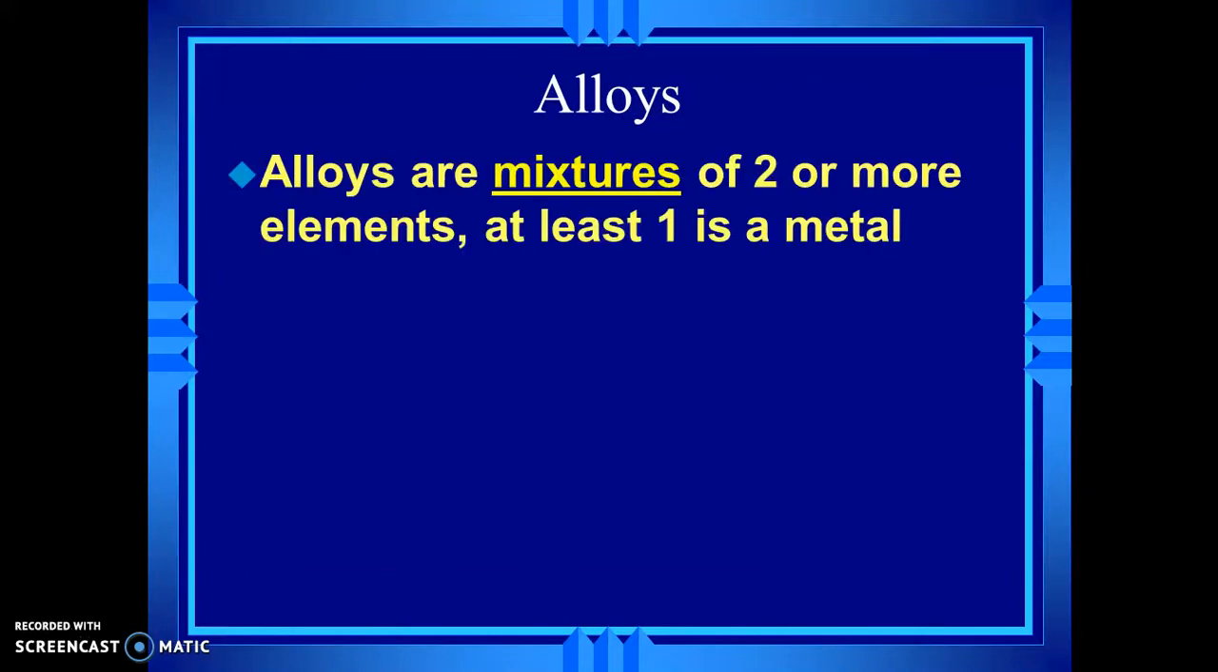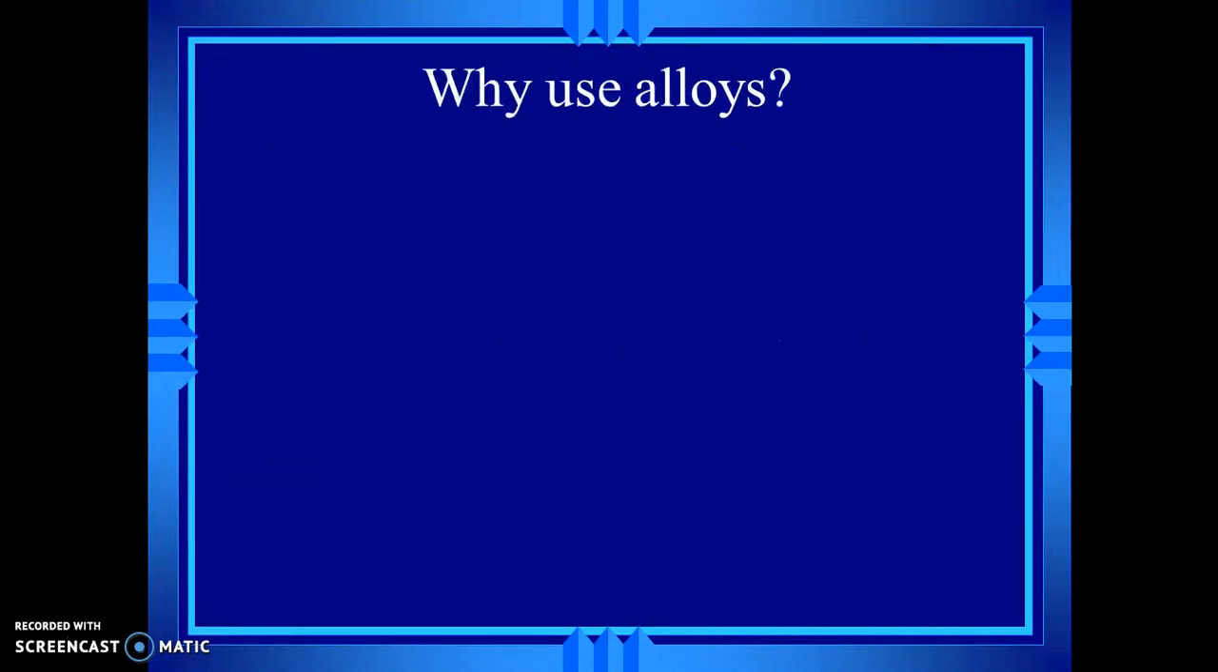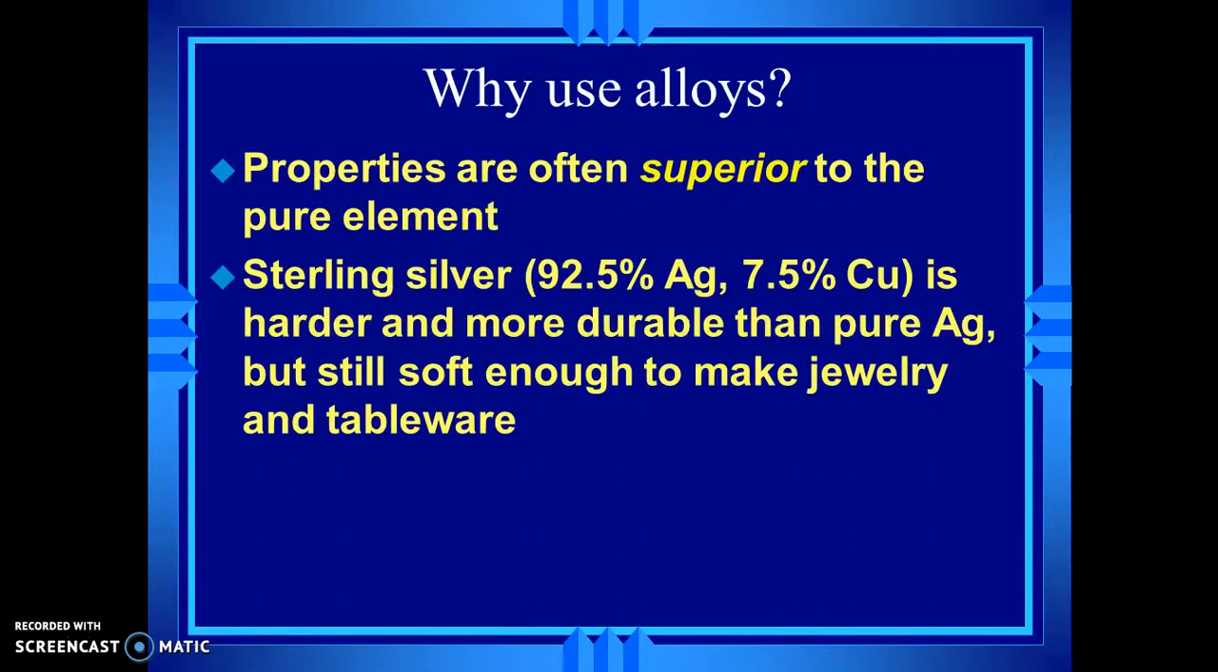An alloy, remember, is a homogeneous mixture of two or more metals. So we made brass alloy when we melted copper and zinc together in the alchemy lab. Bronze is copper and tin. And they tend to have superior or different properties than the pure elements themselves. So sterling silver is another example. That's a mixture of two metals.